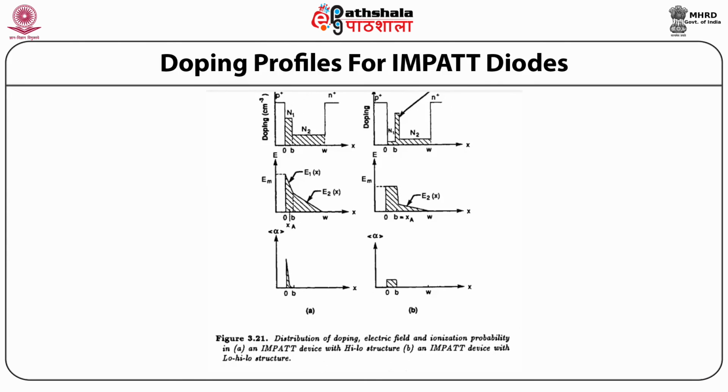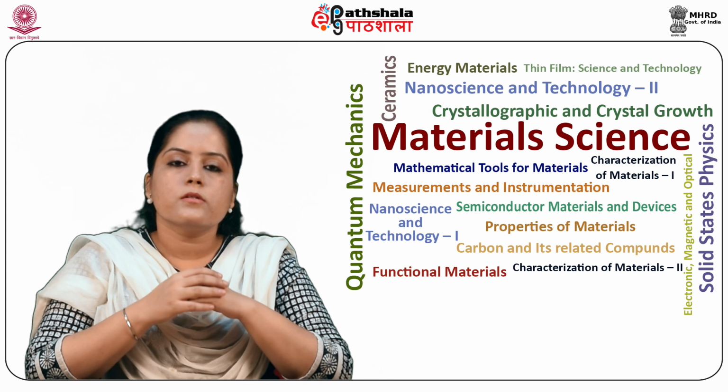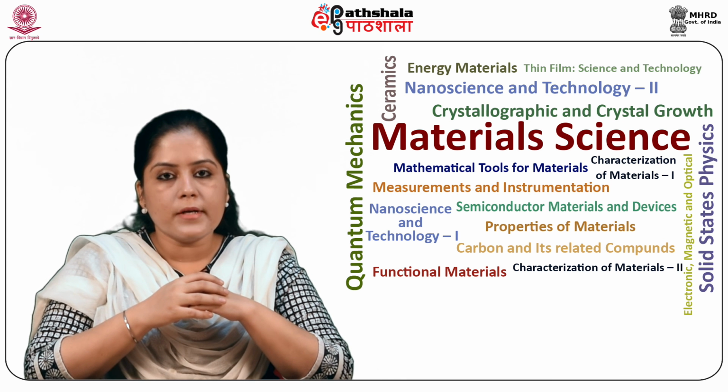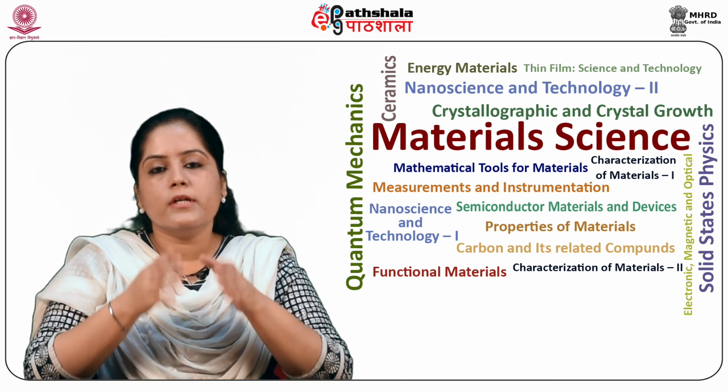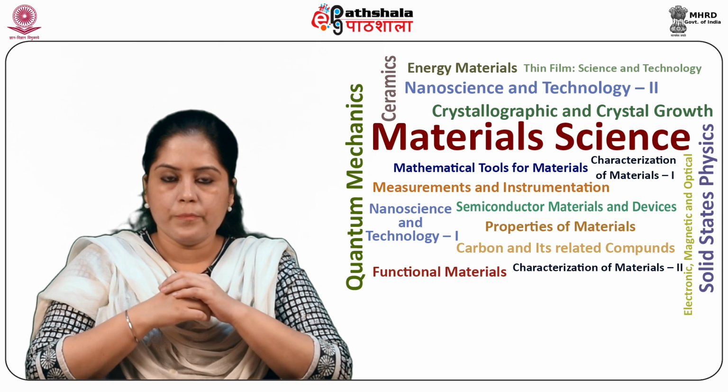The last figure shows the distribution of doping, electric field and ionization probability in an Impatt device with high-low structure, and the second one shows the Impatt device with low-high-low structure. So students, let us summarize what we have learnt in this module.